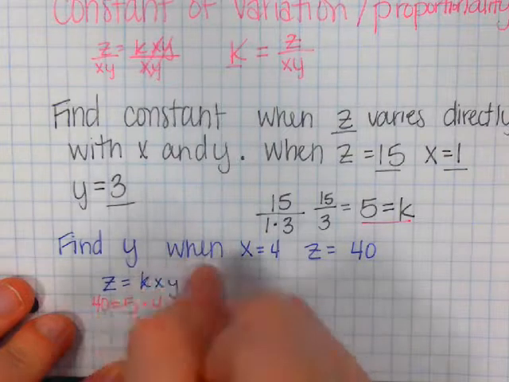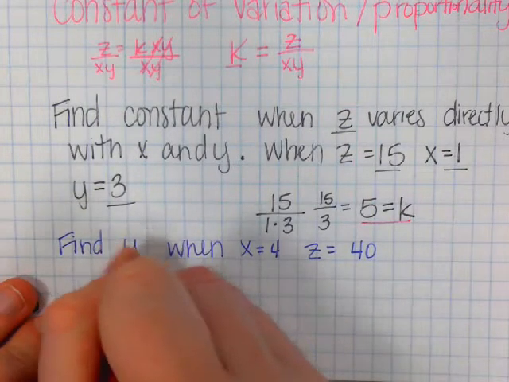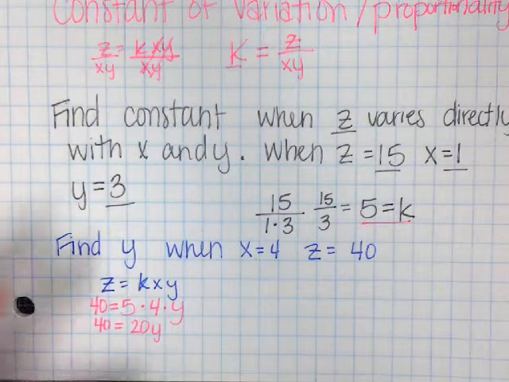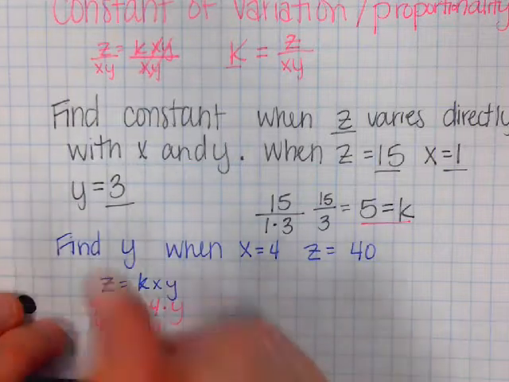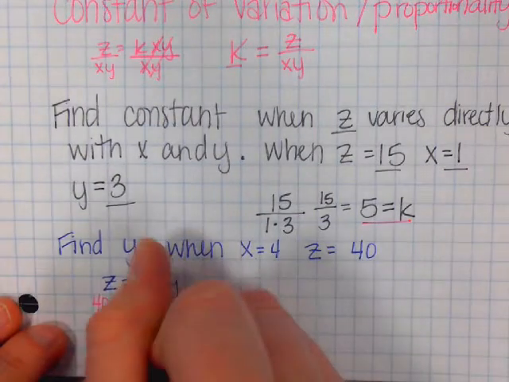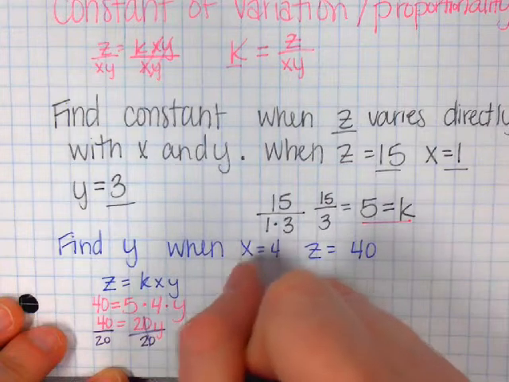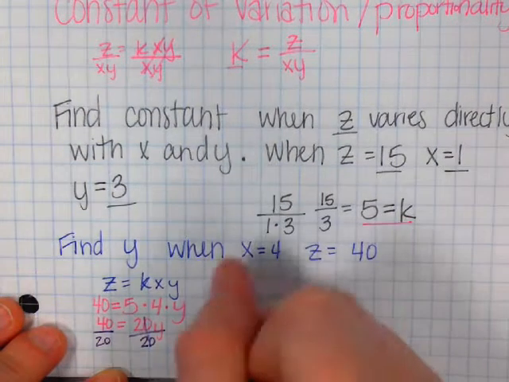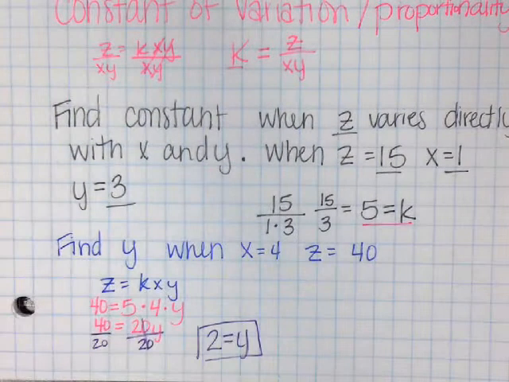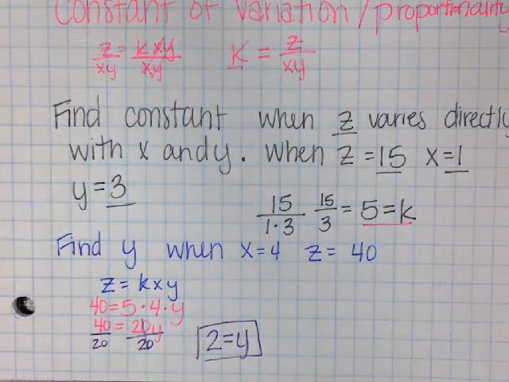So 5 times 4 is 20, so 20y equals 40. Solve for y, so divide by 20 and divide by 20. So 40 divided by 20 is 2 equals y. So your y would be 2 in this case.